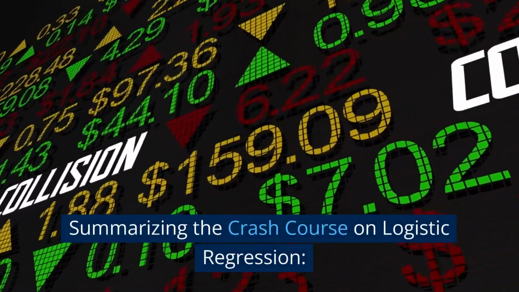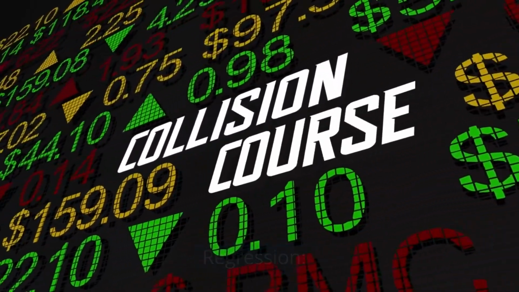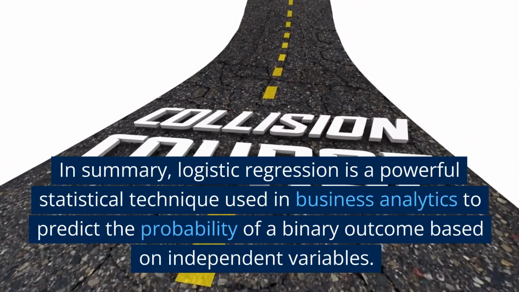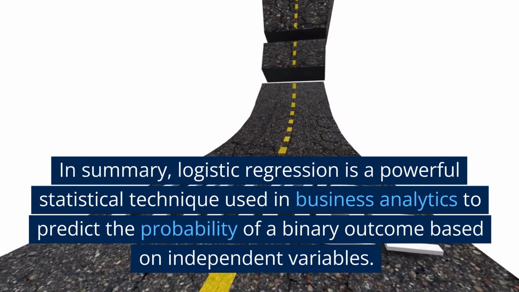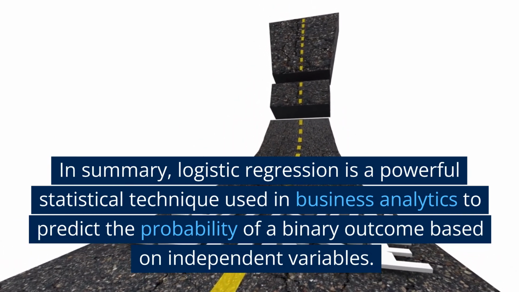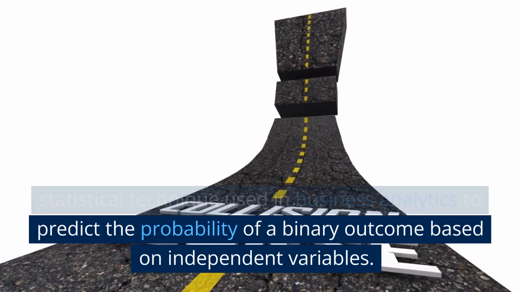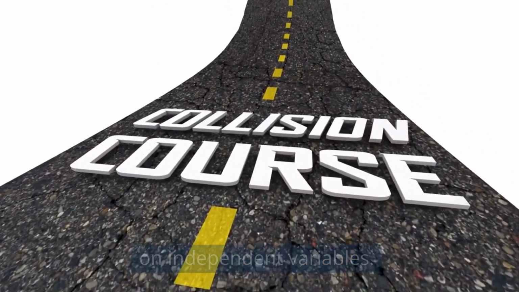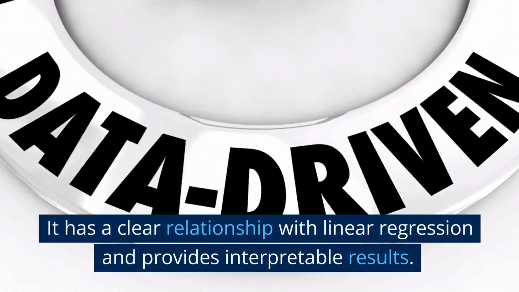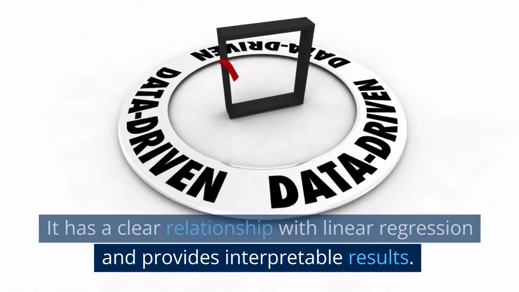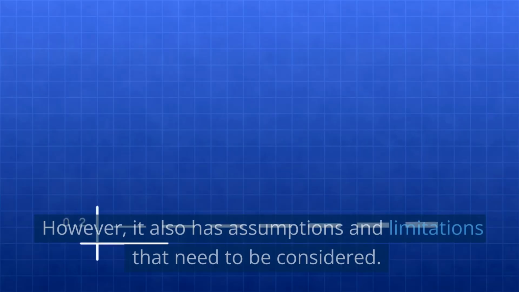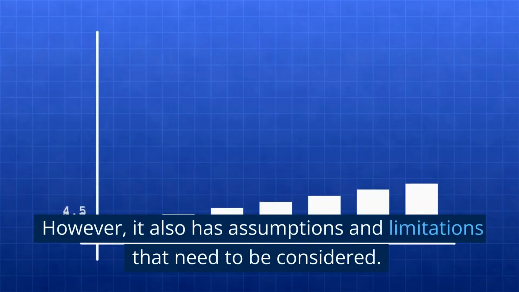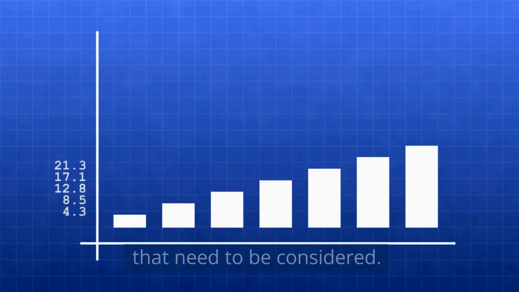Summarizing the crash course on logistic regression. In summary, logistic regression is a powerful statistical technique used in business analytics to predict the probability of a binary outcome based on independent variables. It has a clear relationship with linear regression and provides interpretable results. However, it also has assumptions and limitations that need to be considered.